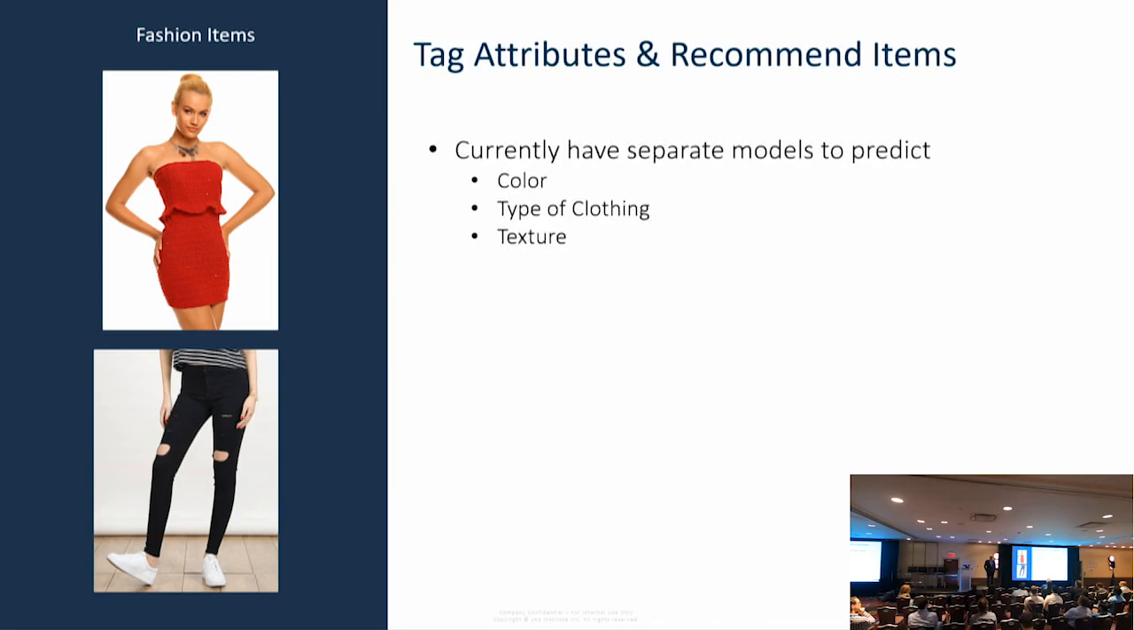Levi's came to us, and they haven't implemented this, but they were talking to us about it. They have some models where they build a separate model to tag what the color of the clothing is, a separate model to tag what the texture of the clothing is, a separate model to classify the type of clothing. And that's fine. You could fit three models, but it's also a lot more efficient to build one model to classify all of those outcomes, and that's what multitask learning does.